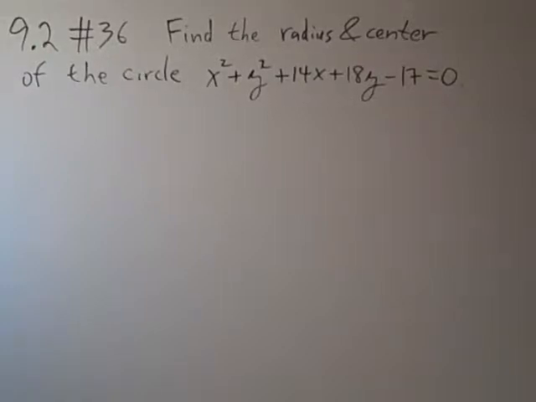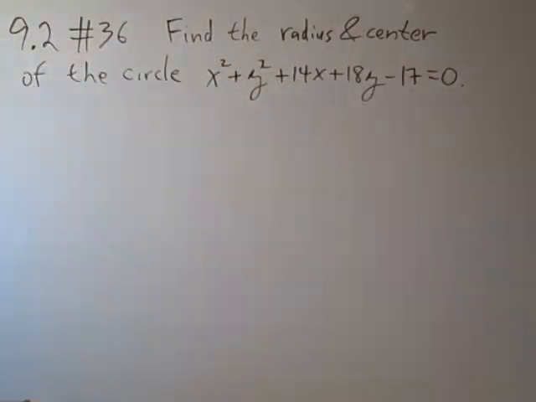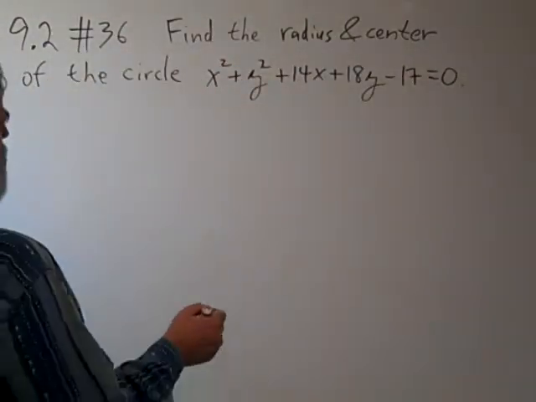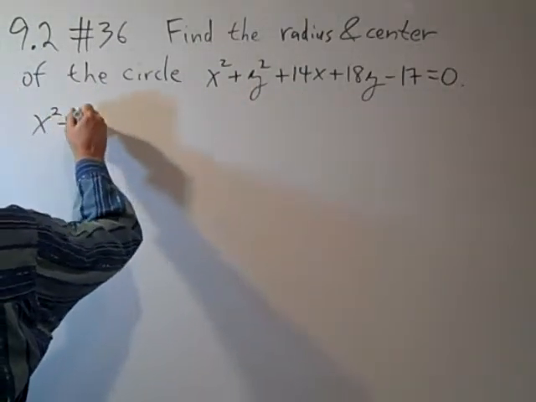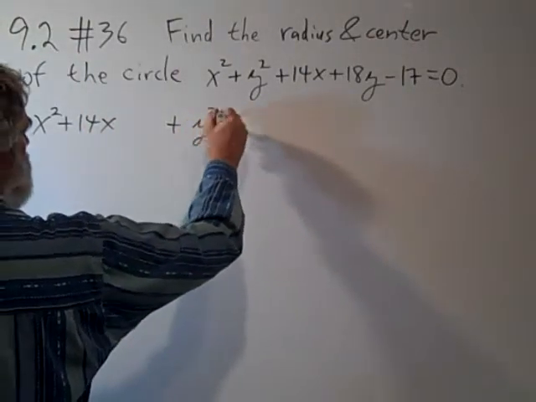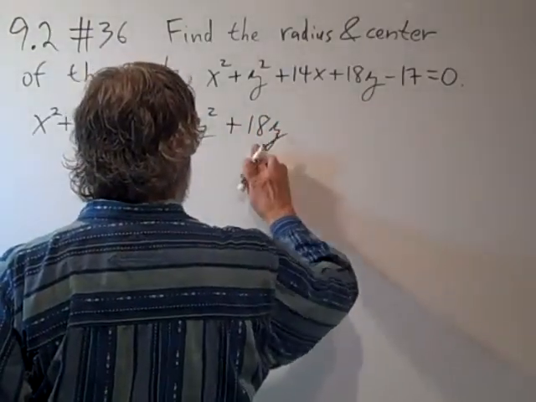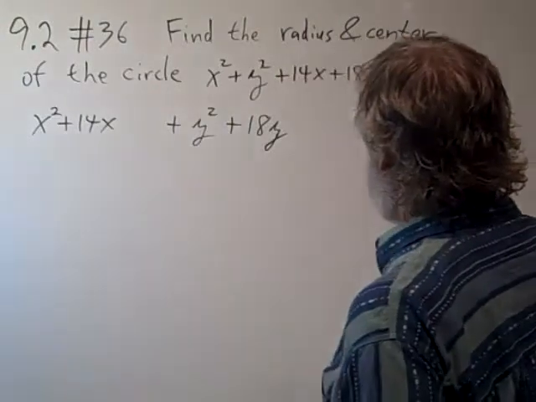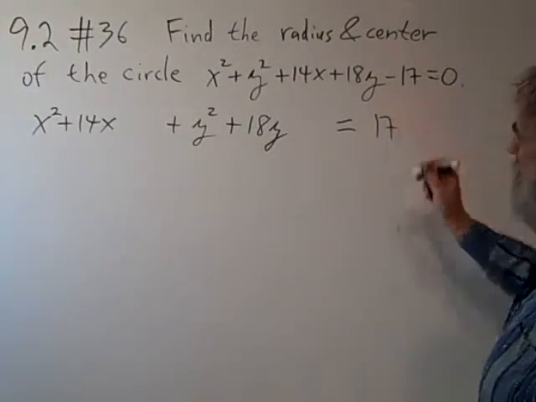And here we're to find the center and the radius of the circle given by this equation. It's not in standard form, so we have to put it into standard form so that we can see what the radius and the center are. So we group the x terms first to prepare for completing the square on the x's, and we also have to complete the square on the y's. So on the other side of the equal sign, we'll add 17 to both sides.